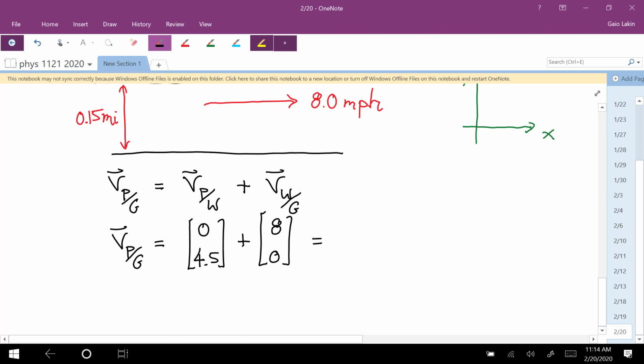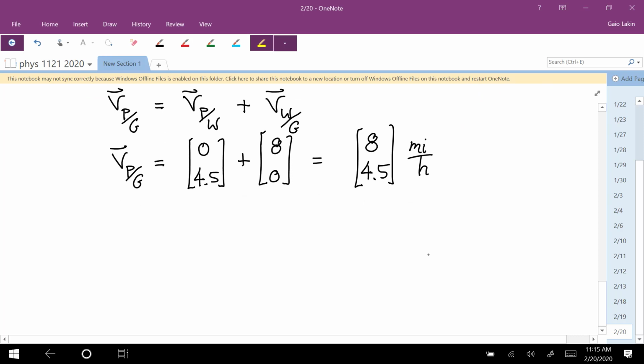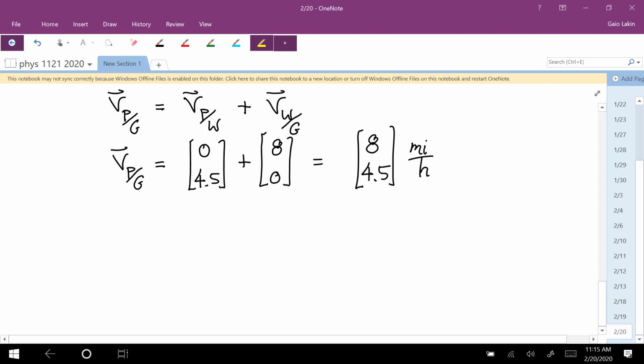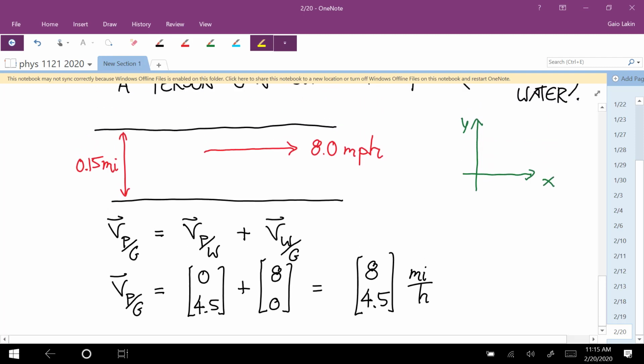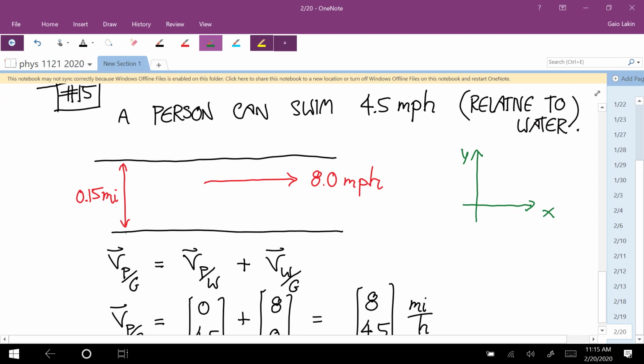So this person's velocity vector is 8, 4.5 miles per hour. You could convert it to meters and seconds if you want, but I'm just going to do it in miles and hours. And now the question is, once the person has achieved a distance in the y direction of 0.15 miles, how far have they gone in the x direction? So I'm going to put the origin here.